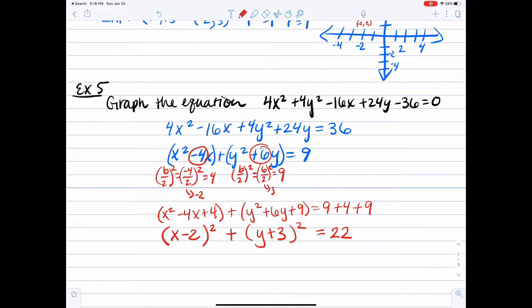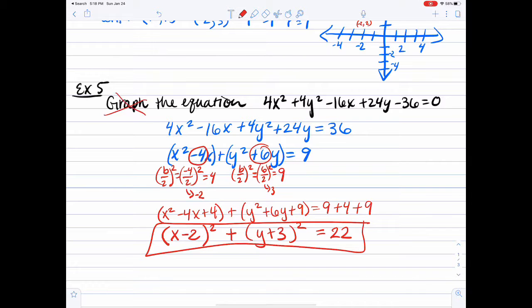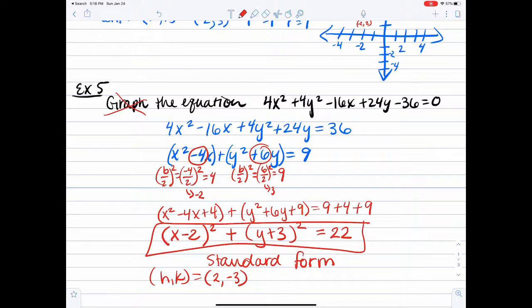And then that is our final answer. And then this one we don't have to graph. I don't know why I wrote that. This one we are just finding the equation in standard form. So we know that our HK value, our center, is going to be that +2. And remember this -3, because it'd be y minus -3. And then our r squared value is 22. So our r value is going to be the square root of that, which is a decimal.